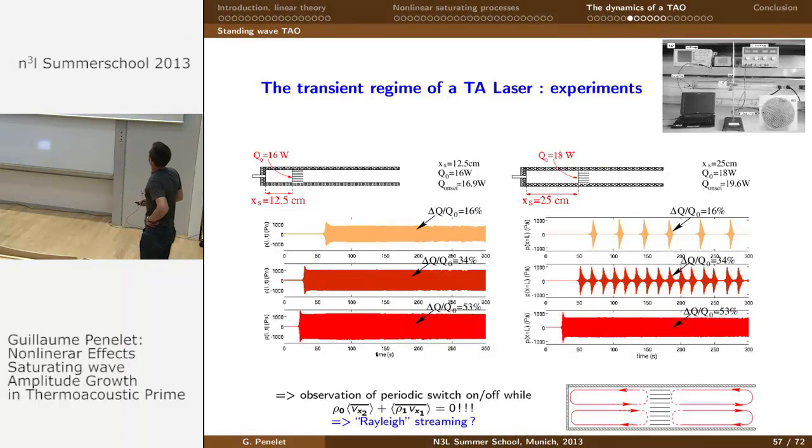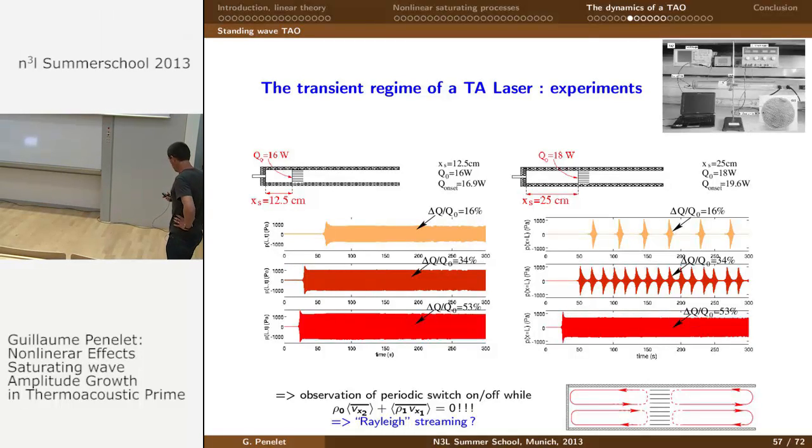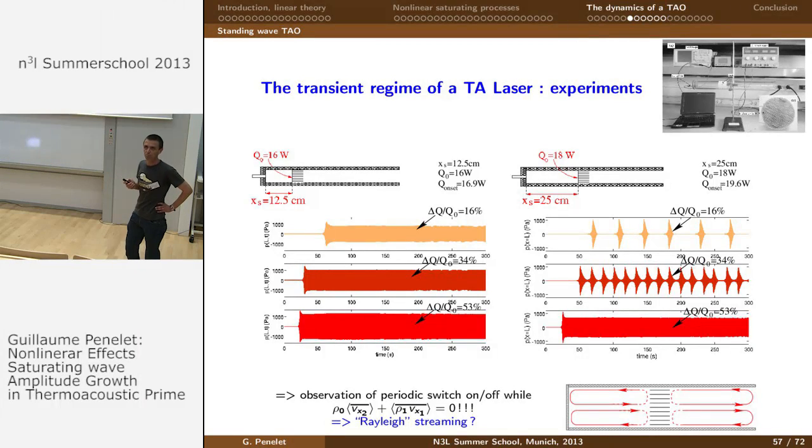Okay, I need to go faster, so I will go faster only for this part. So now if we do the same for a standing wave prime mover. Let's make the experiment once again. So we use the same experimental protocol, and surprisingly, we obtain the same kind of results.